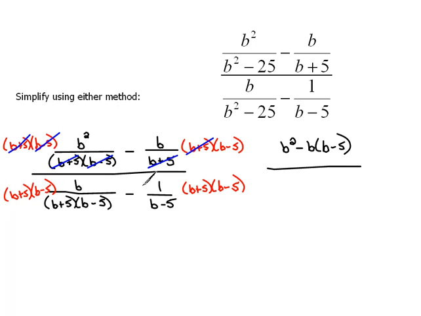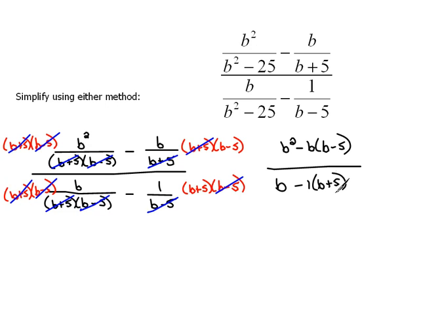Now, for the denominator, for our first fraction here, the b plus 5's will cancel and the b minus 5's will cancel. So we just have b for our first term minus. For our second term, the b minus 5 will cancel. So we have minus 1 times b plus 5.